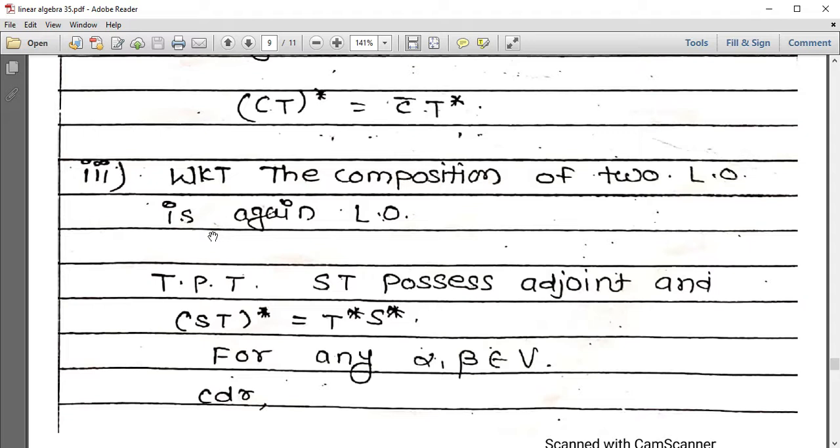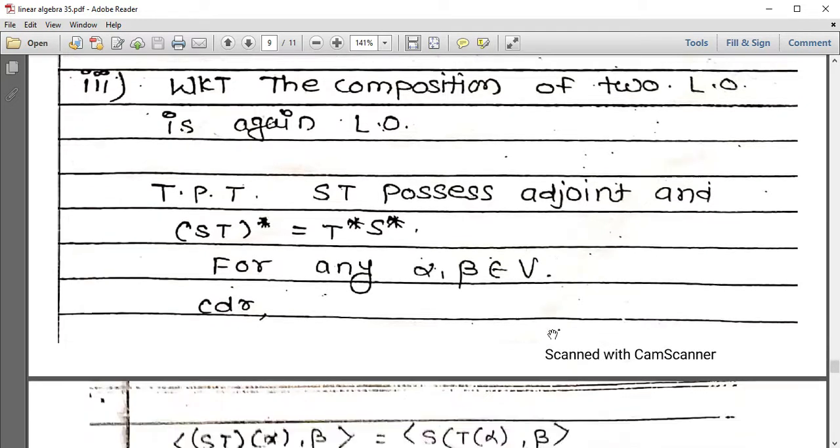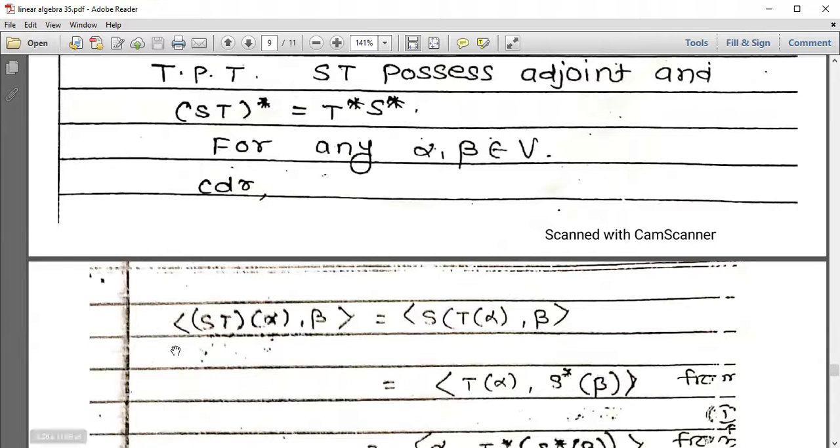the composition of two linear operators is again a linear operator. To prove that S composition T possesses an adjoint and (ST) star is equal to T star S star. For any alpha, beta belonging to V, consider the inner product of ST(alpha) and beta, which is equal to the inner product of S(T(alpha)) and beta.